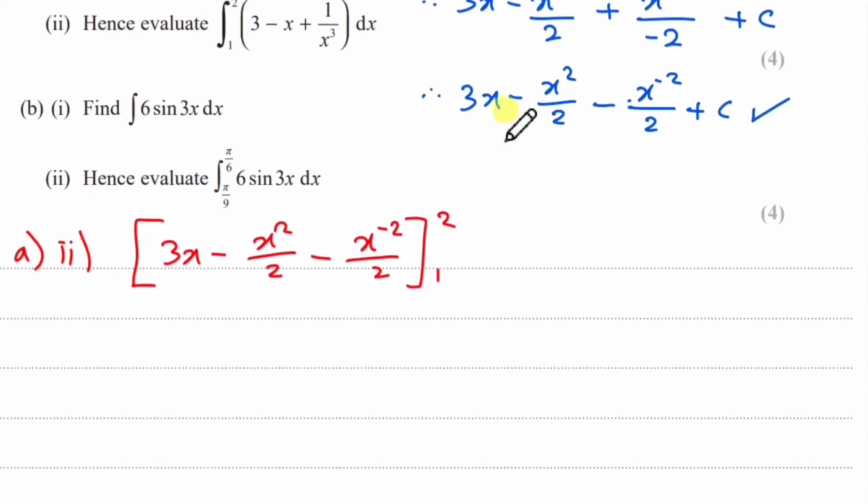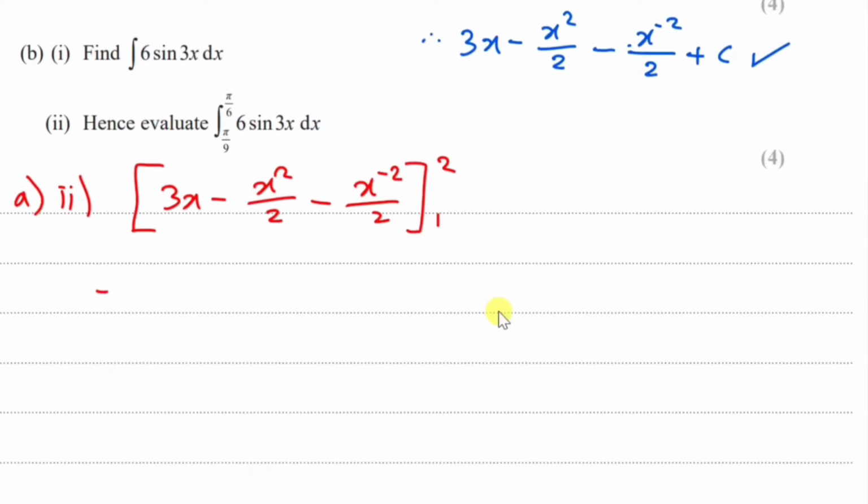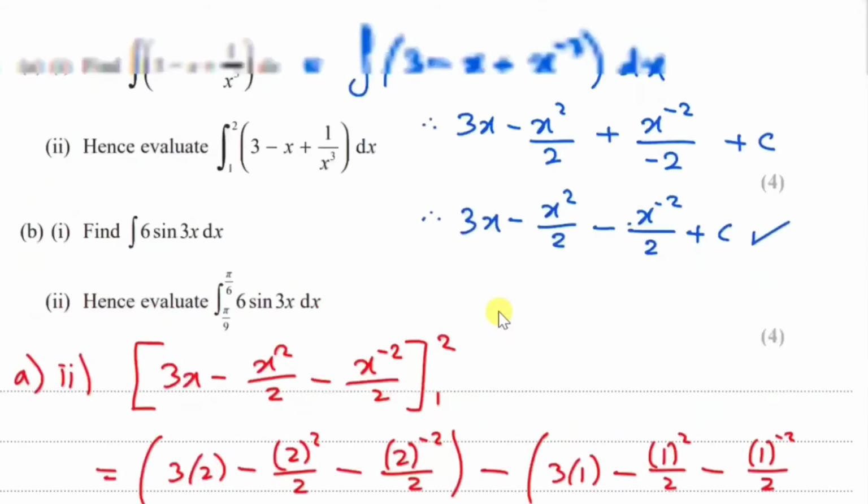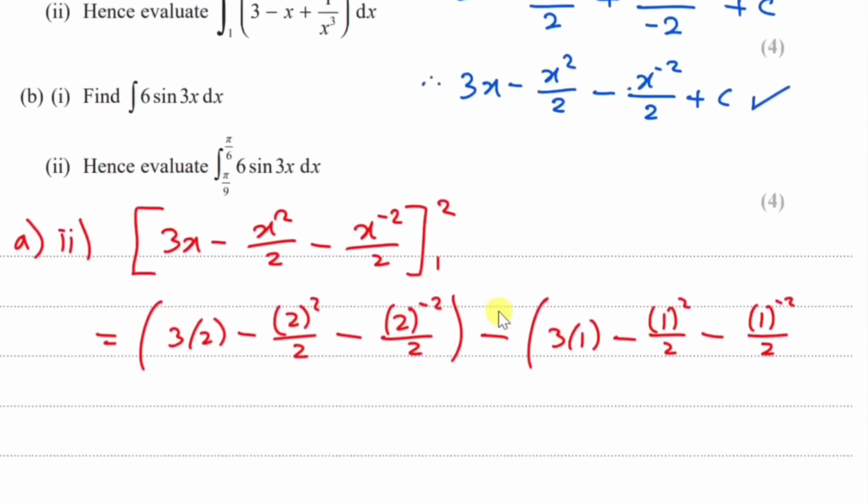Now all you want to do, guys, is firstly plug in 2 over here. Replace x's with 2 and then replace x's with 1. Then make sure you show it, yeah? So the first case, you've got 3 times 2. So it'll be 3 bracket 2 minus 2 squared over 2 minus 2 to the power of negative 2 over 2. And then you minus it by the same thing, but replace x's with 1. So you've got 3 times 1 minus 1 to the power 2 over 2 minus 1 to the power of negative 2 over 2. Just check everything's written correctly. Yep. And that's it. And then you just evaluate that.